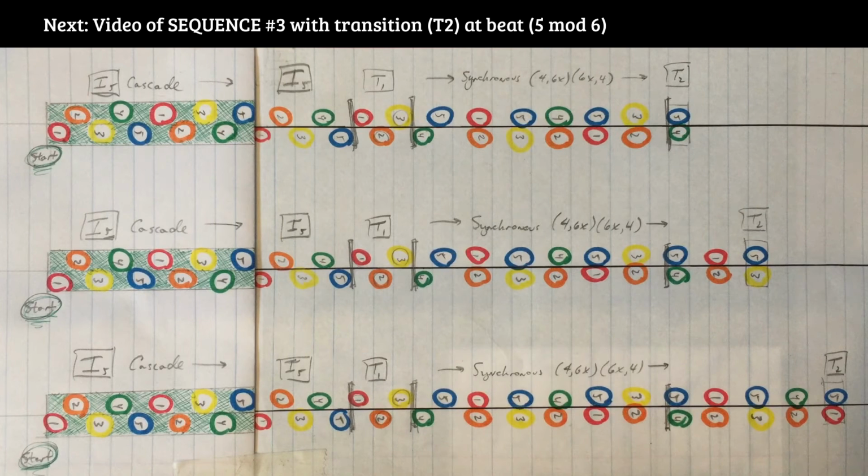Finally, for this third sequence, if I choose the exit beat, T2, for the 4-6x T2 at beat 5, then it goes right back to the cascade, which was very exciting to discover. Here's a video of that sequence.